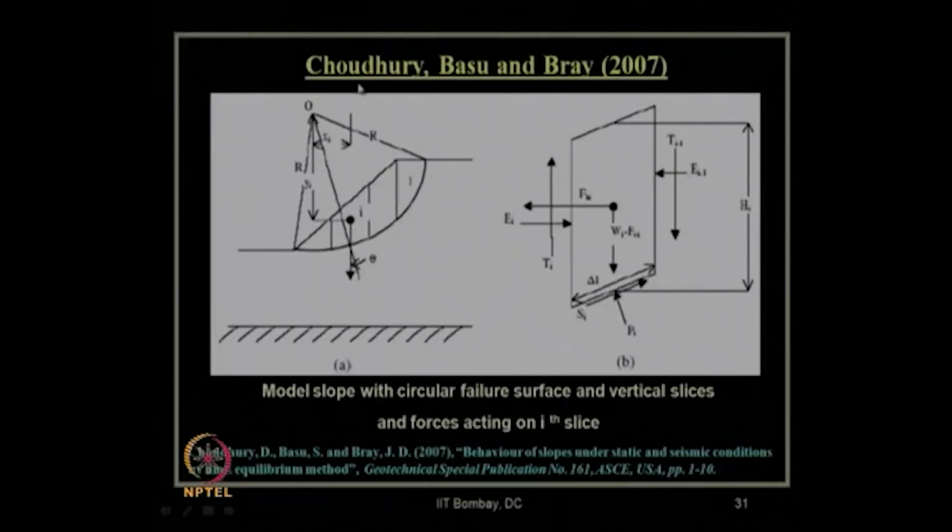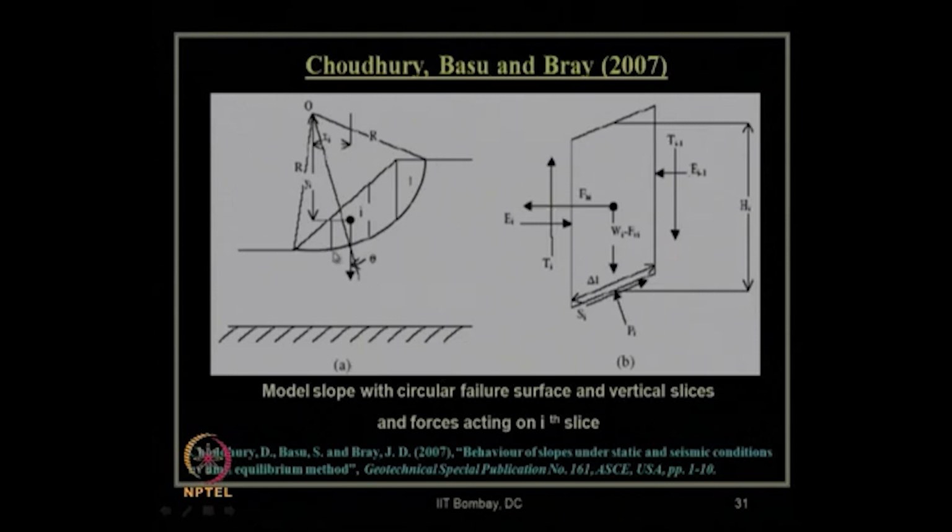Next work was done by Chaudhary, Basu and Bray in 2007, Chaudhary et al. This is the publication detail. This is the work done by one of my master students, Somdatta Basu, along with my collaborator from the University of California at Berkeley in USA, Professor Jonathan D. Bray. So, three of our works have been published in this Geotechnical Special Publication of ASCE. This is the paper name, 2007, page numbers etc.